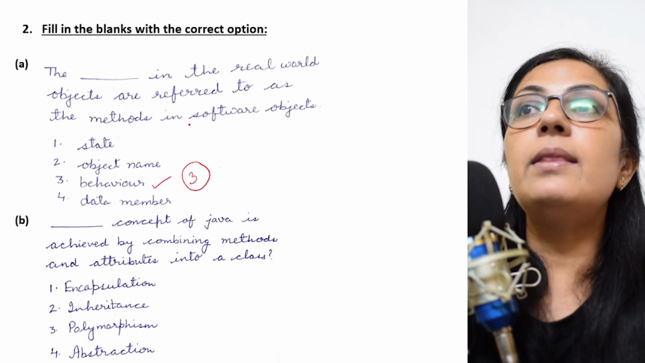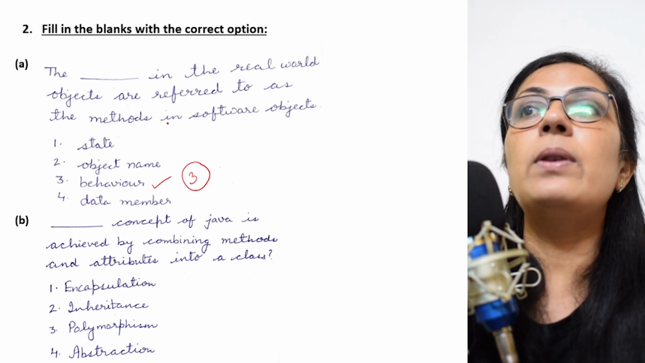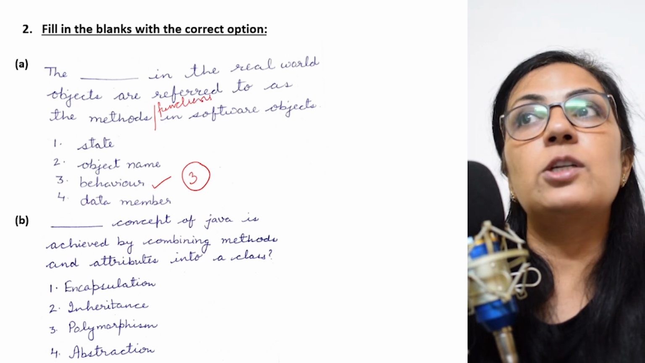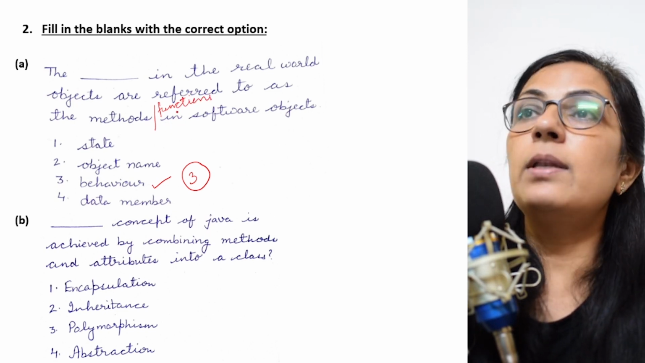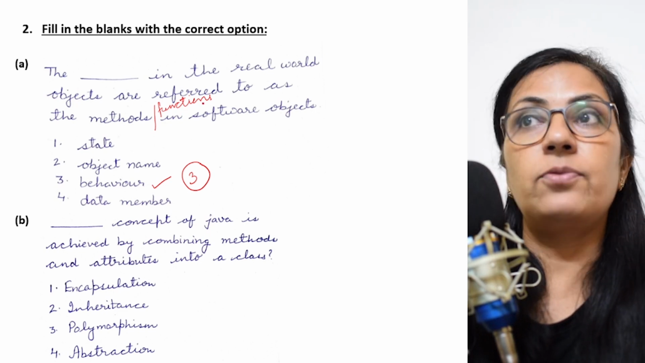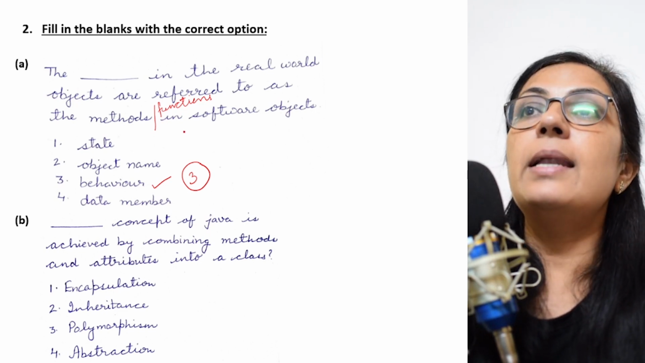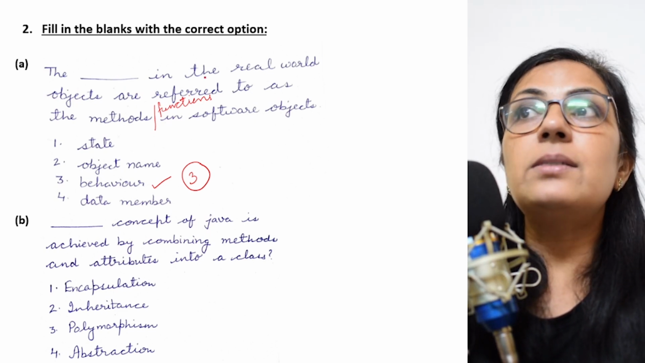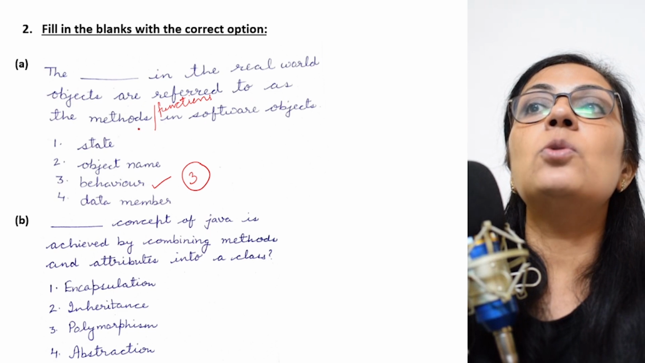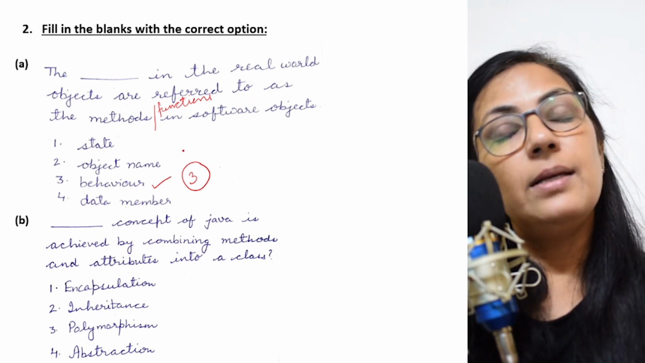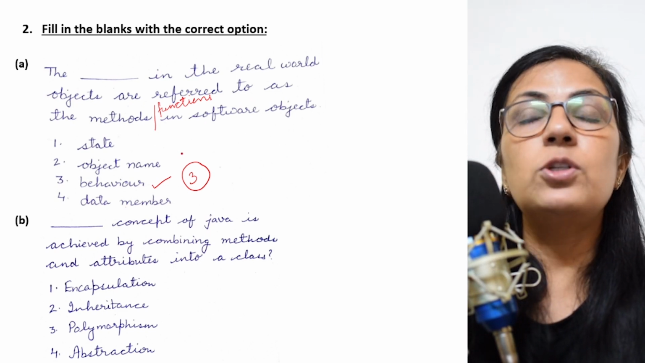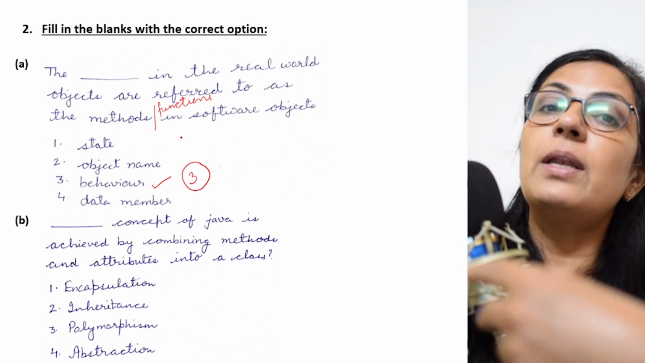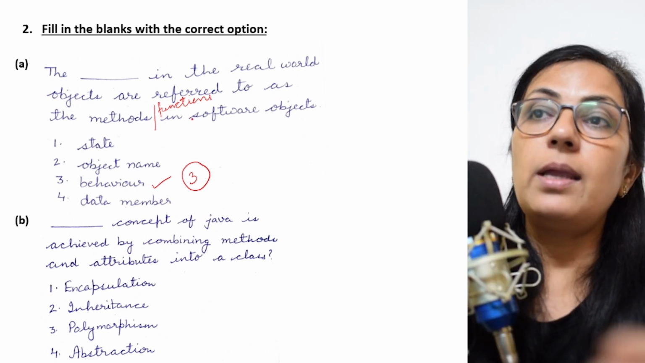The behavior in the real world objects are known as methods, or the other name of methods is functions also, right? The question can also be asked with function in place of methods. And the same question can be written like this: the characteristics in real world objects are referred to as data members in the software object. So when we are doing the question, please pay attention also to what I am saying, so that in one question I am explaining you actually two questions, right?